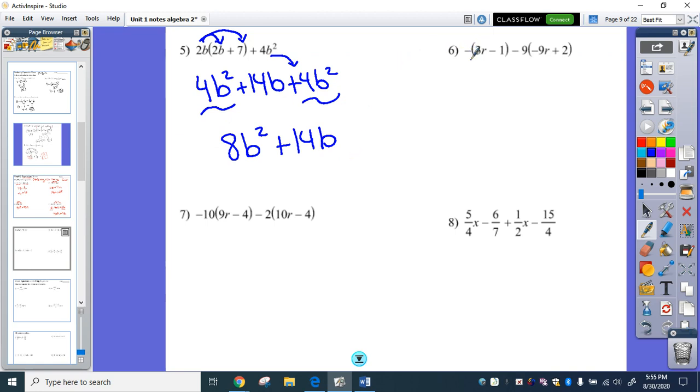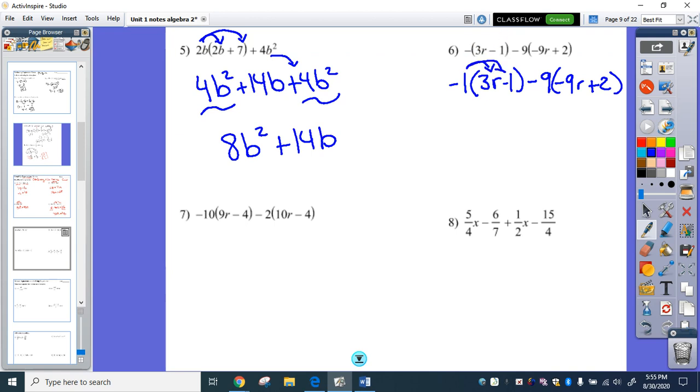Now in number 6, you'll notice this negative sign out here. Some people feel more comfortable if this problem were written negative 1 times 3r minus 1 minus 9 times negative 9r plus 2. Whether you want to make that into a negative 1 so you can distribute it, or you're comfortable just doing what we call distributing the negative, it's the exact same answer.